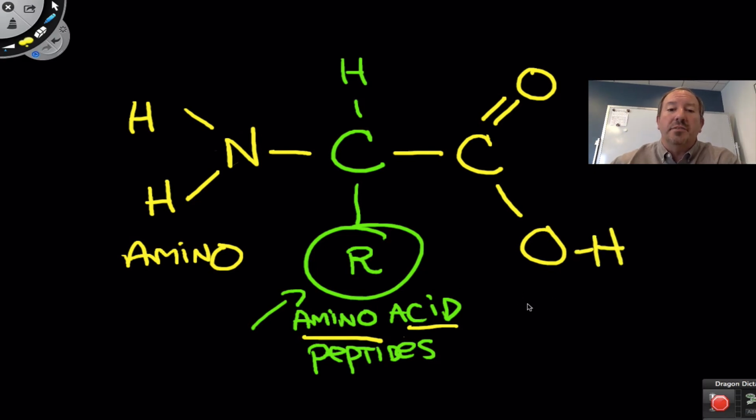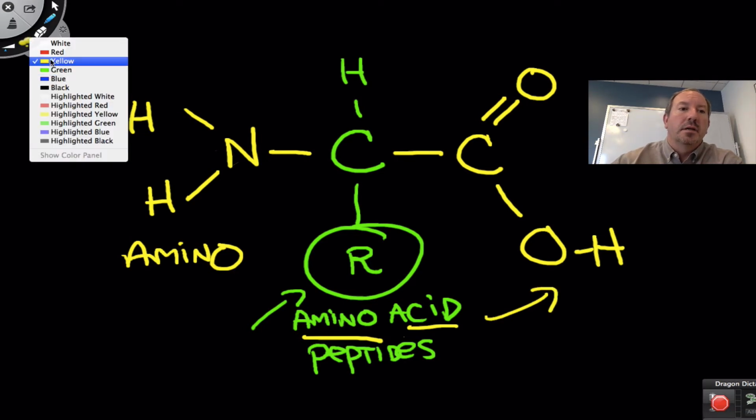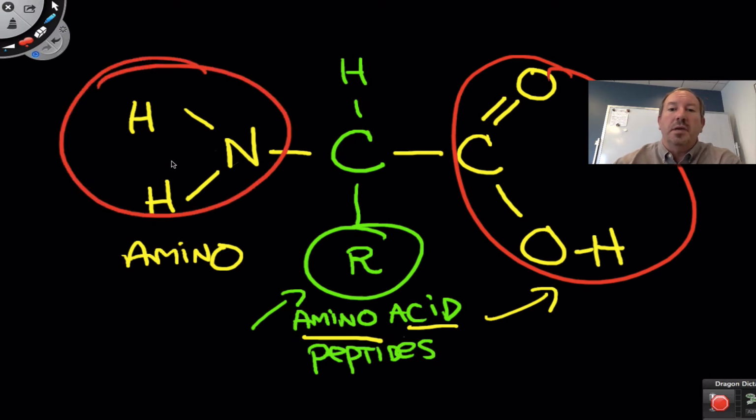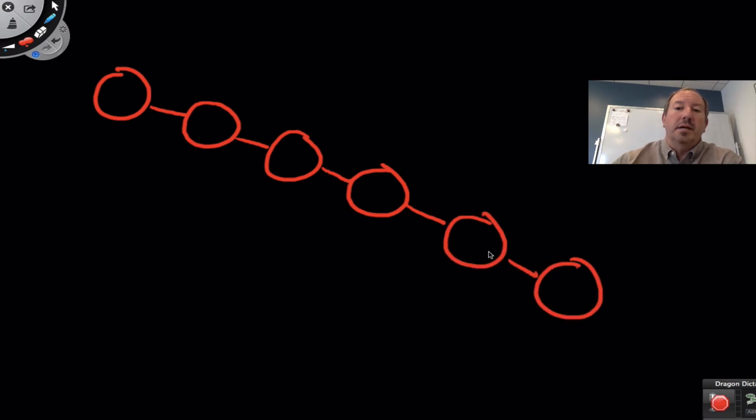So that's an amino acid. Here's the acid right here. This is the acid part, the carboxylic acid, and this is the amino part. So it's an amino acid. It's a very simple molecule, and there's 20 different ones. What's significant is that if you put these amino acids together like this, they form a big chain.